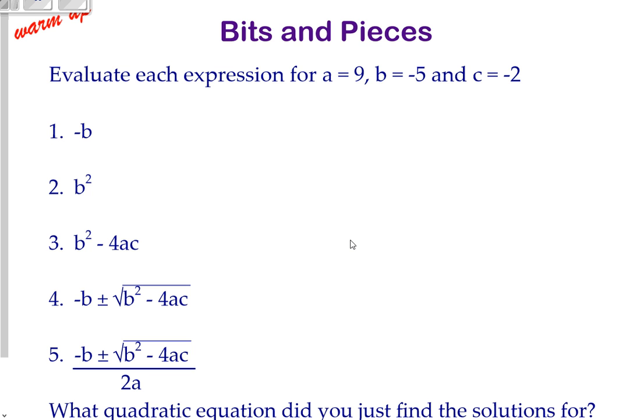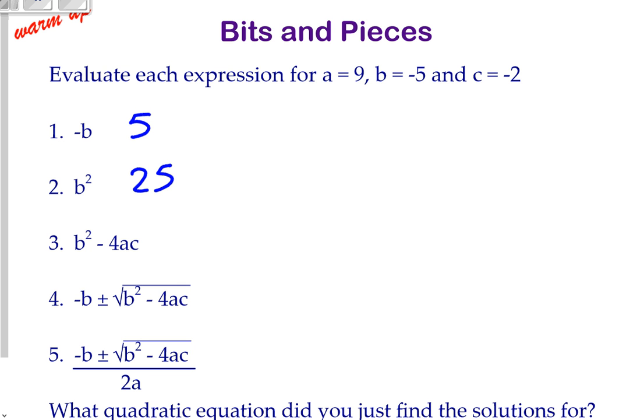So first part, negative b, given a equals 9, b equals -5, and c equals -2. So opposite of b. Well, opposite of -5 is +5, so that will just be 5. b squared, well, -5 squared is +25. Anytime you square a number, it will always turn out positive if it is a real number.